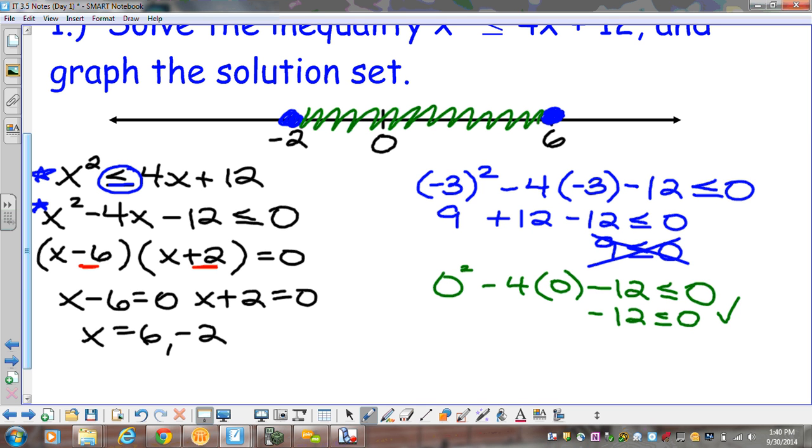So I'm going to shade there. All right. Now, typically, on average, if you shade on the outside here, you're going to shade on the outside over here. Or you're just going to shade in the middle.